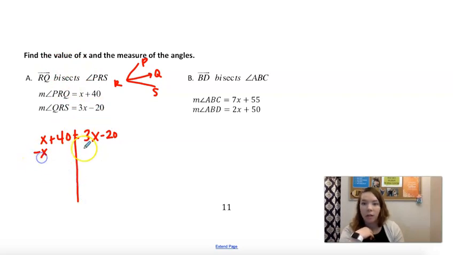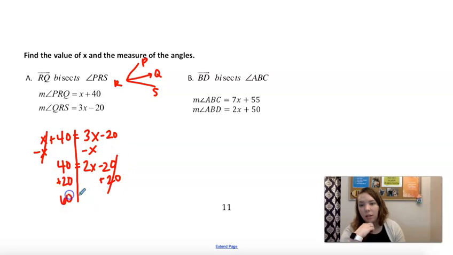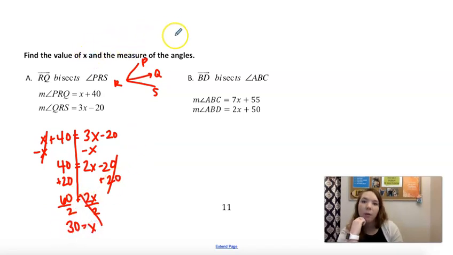So then subtract x from both sides. Add 20 to both sides. So you get 60 equals 2x. And divide by 2 on both sides. You get 30 for x. So we found x. We want the measure of the angles. So 30 plus 40 is 70. 90 minus 20 is 70.